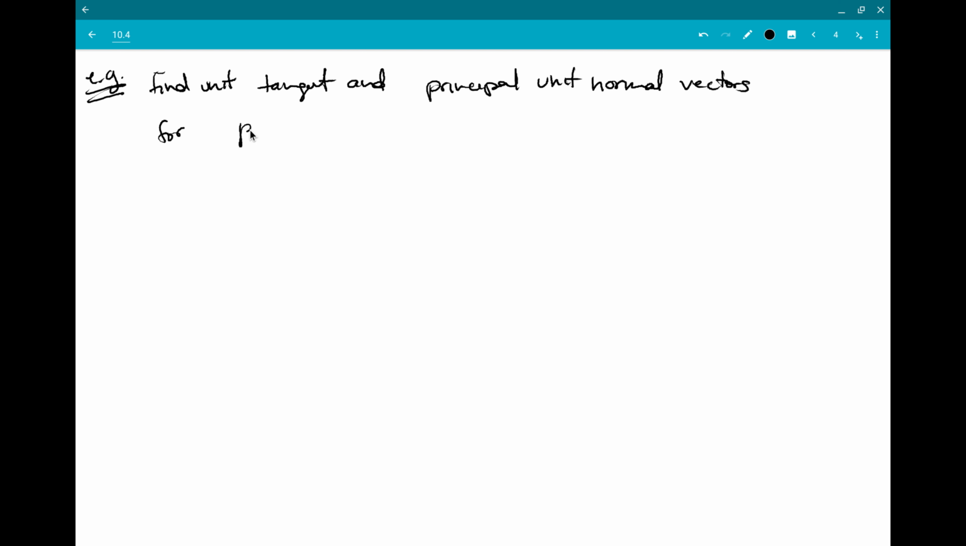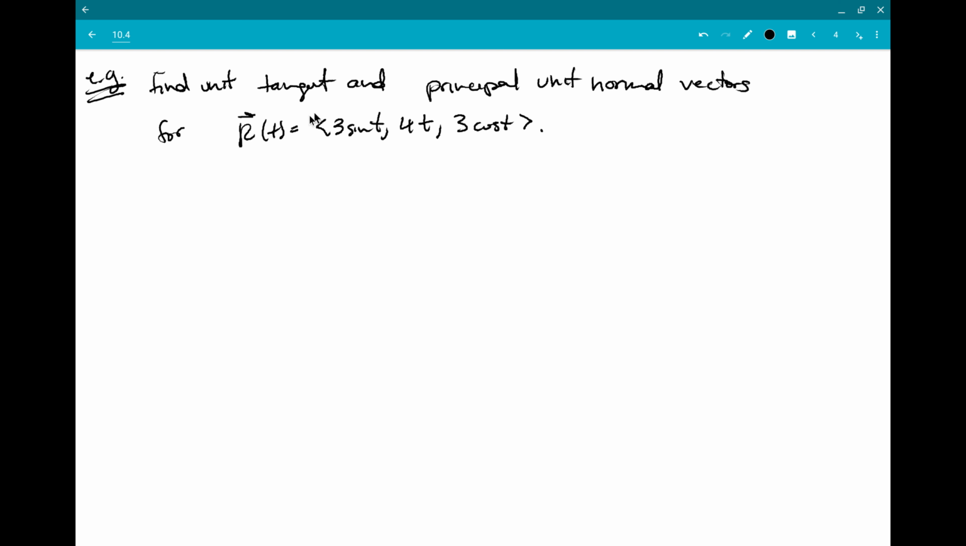vector function given by r of t with two components, 3 sine t in the x component, 4t in the y component. Sorry, it has 3 components, 3 cosine t in the z component. Remember, we can always write that 3 sine t i hat plus 4t j hat plus 3 cosine t k hat if that's what we prefer.